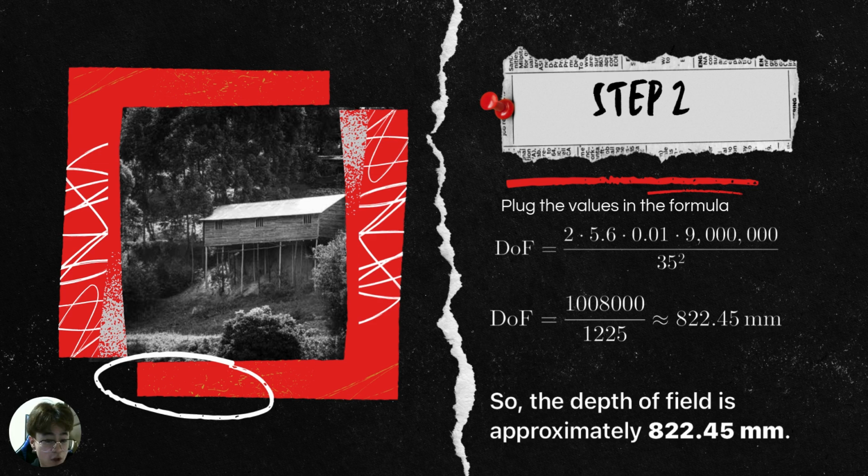Step 2, just plug the values in the formula. So 2 times 5.6 times 0.01 times 9 million over 35 squared. And if you simplify that, that becomes 1,008,000 over 1,225. And if you plug that in the calculator, you will get 822.45 millimeters. So the depth of field is approximately 822.45 millimeters.